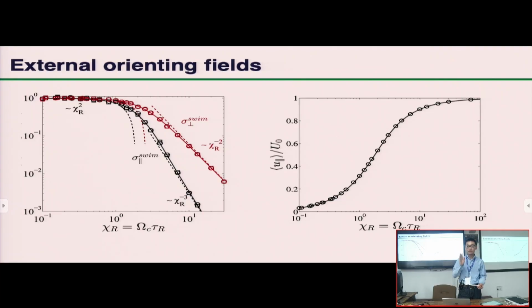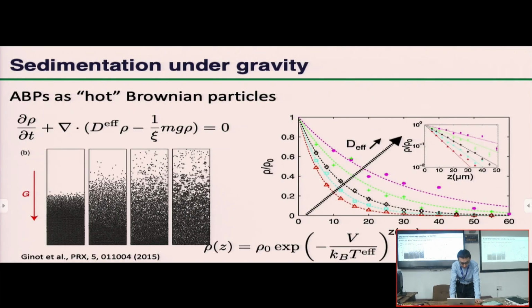In the case of an aligning field. Of course, eventually, when the field strength is very strong, both of them are going to plummet, because you're not allowing the particle to fluctuate anymore at large field strength. Any questions about this?